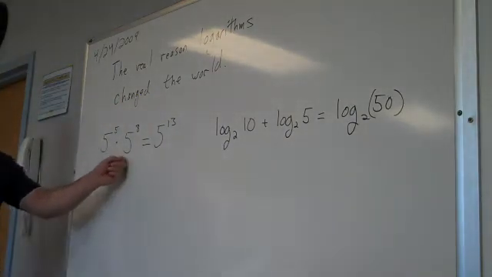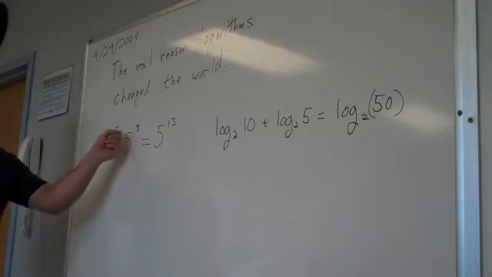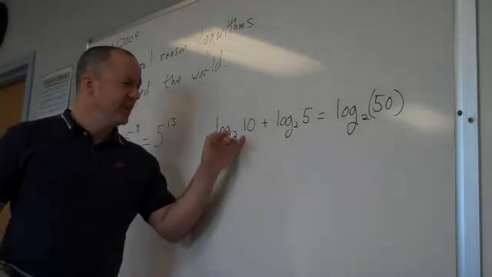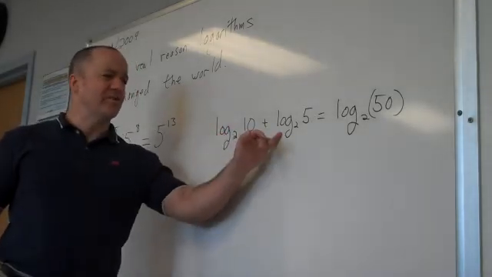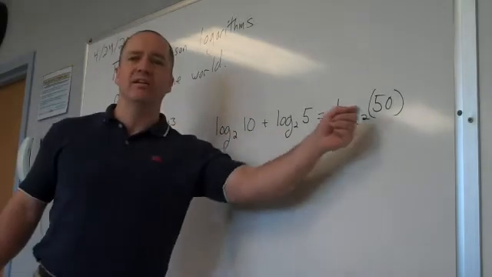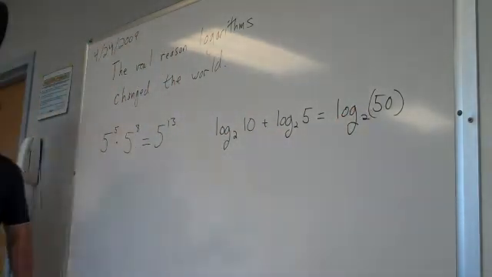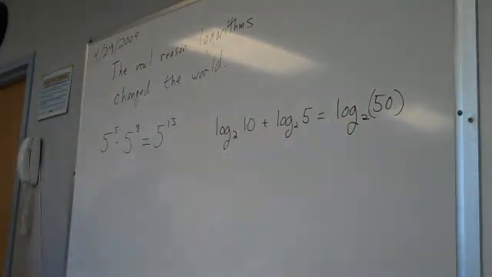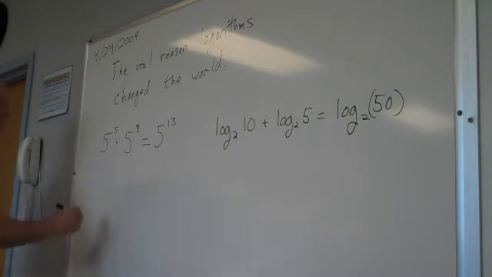Here, you're multiplying things with exponents in them, so you add the exponents. Here, the logarithms themselves are the exponents. So if you're adding them, it refers to multiplication of what you're finding the exponent of. That's one property of logarithms.